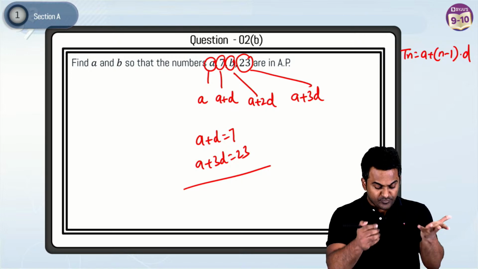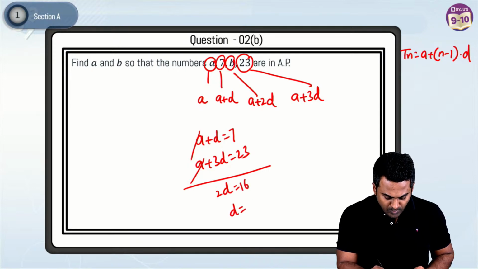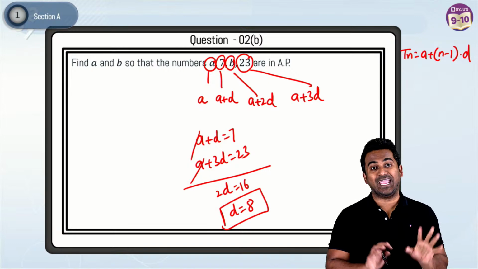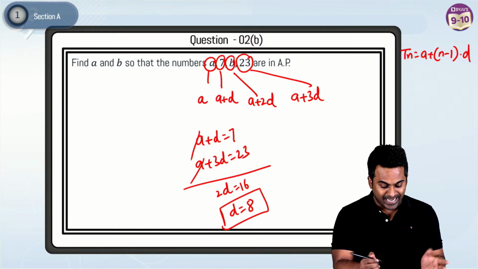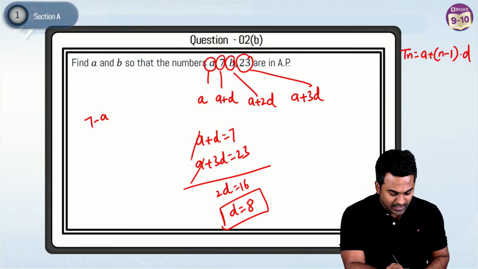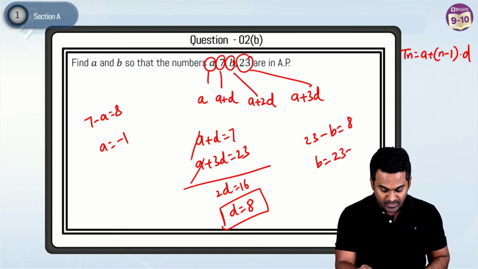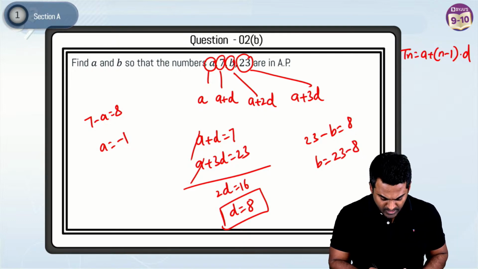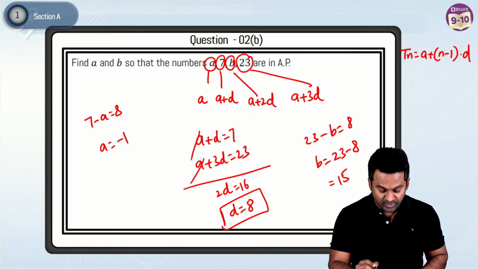If you subtract one equation from the other, A will get cancelled. You will get 2D is equal to 23 minus 7, which should give you 16. So the common difference here that you get is going to be 8. And that's it. Once you figure out the common difference, it's not that hard to figure out the value of A and B, because 7 minus A is going to be 8, which means A here is going to be minus 1. And then again, 23 minus B is going to be 8, which means B is going to be 23 minus 8. As simple as that. Okay, so this is how you would solve this, and 23 minus 8, you will get the answer as 15.